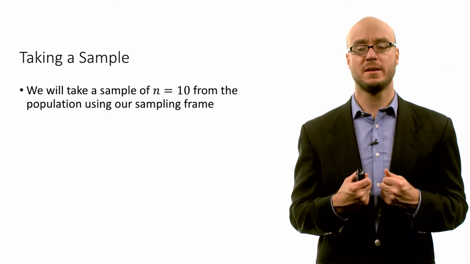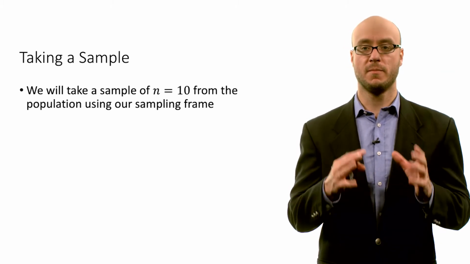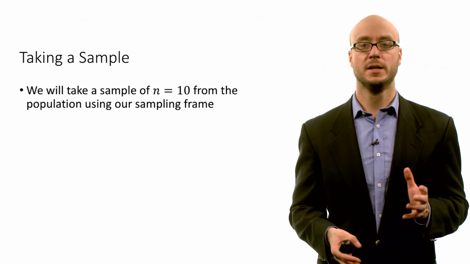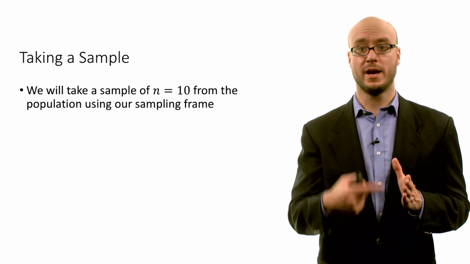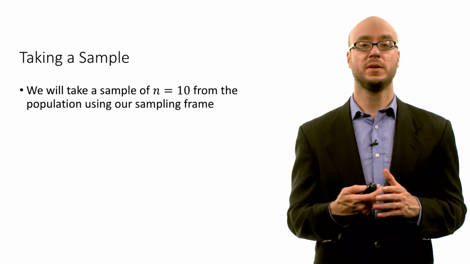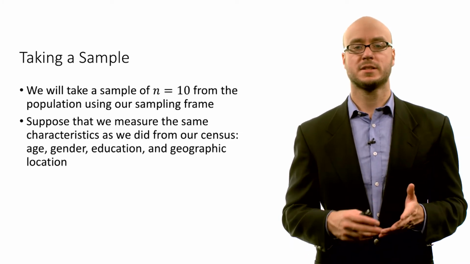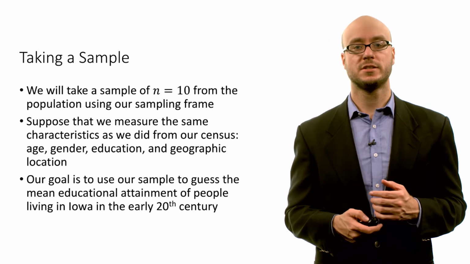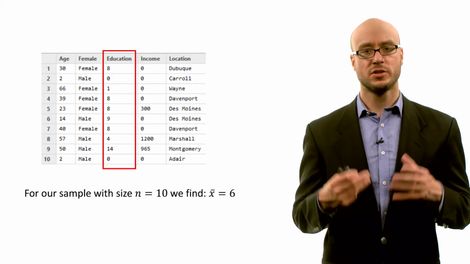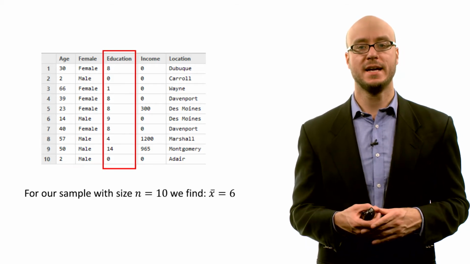We're going to take a random sample of size 10 from the population, from these people living in Iowa, using our sampling frame. So we're just going to randomly select 10 rows from the sampling frame, and that'll be our random sample. We're going to measure these characteristics based on age, gender, education, and so forth. Then the idea is we want to use a random sample to guess the average educational attainment of people living in Iowa in the early 20th century. So this is a random sample of size 10.